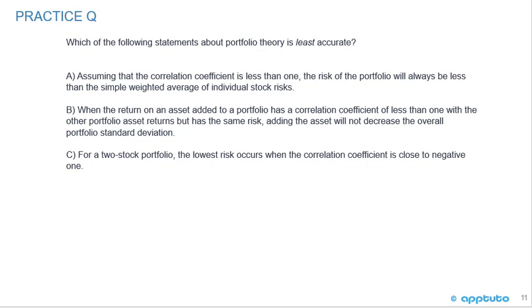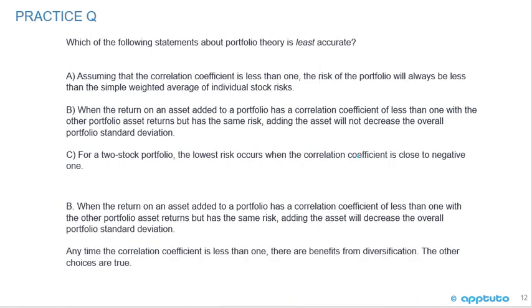Which of the following statements about portfolio theory is least accurate? A, assuming that the correlation coefficient is less than 1, the risk of the portfolio will always be less than the simple weighted average of the individual stock risks. B, when the return on an asset added to a portfolio has a correlation coefficient of less than 1 with the other portfolio asset returns, but has the same risk, adding the asset will not decrease the overall portfolio standard deviation. Or C, for a two-stock portfolio, the lowest risk occurs when the correlation coefficient is close to negative 1.